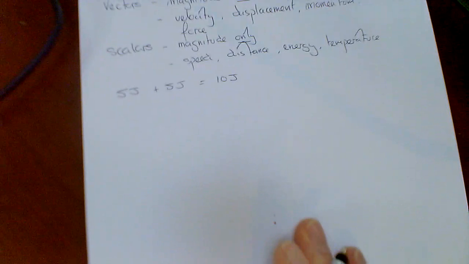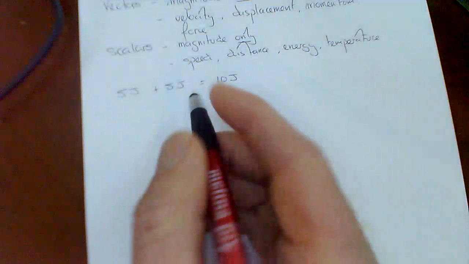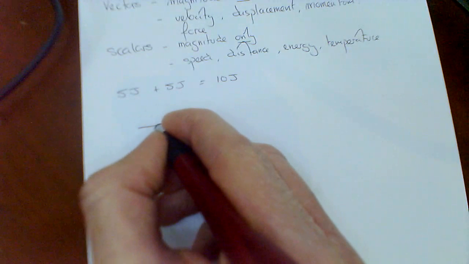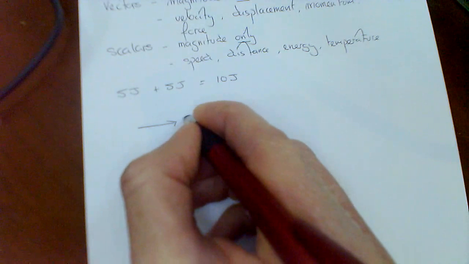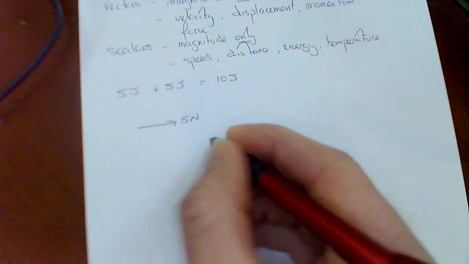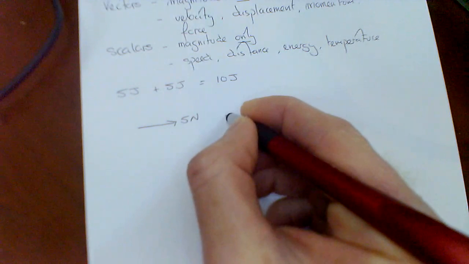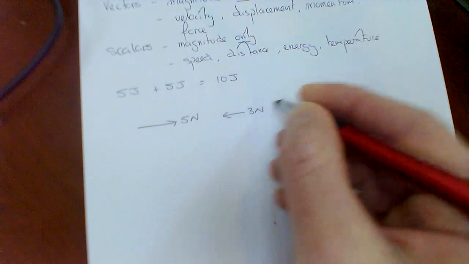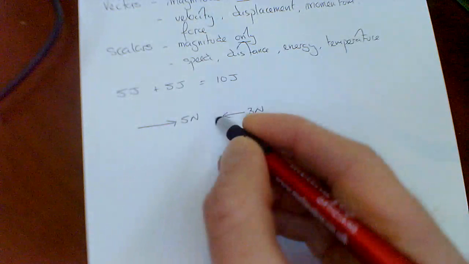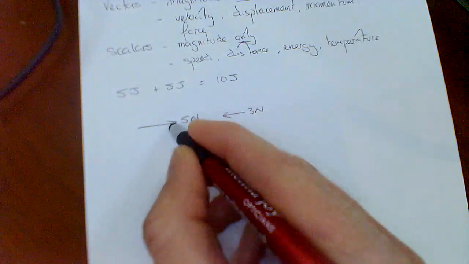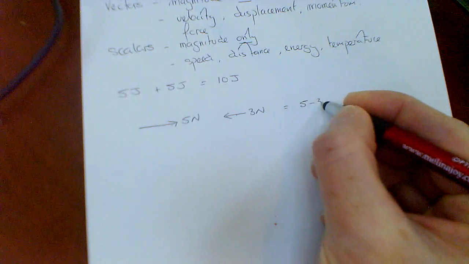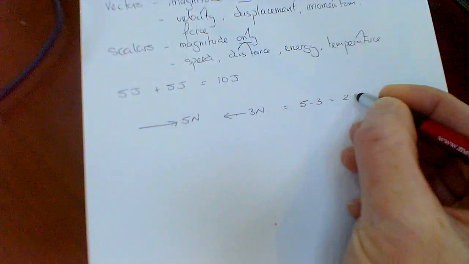Dead easy. However, with vectors, if you have 5 newtons that way and you have 3 newtons that way, you have to consider that this 3 is in the opposite direction to the 5, and so you end up with 5 minus 3, which is 2 newtons.